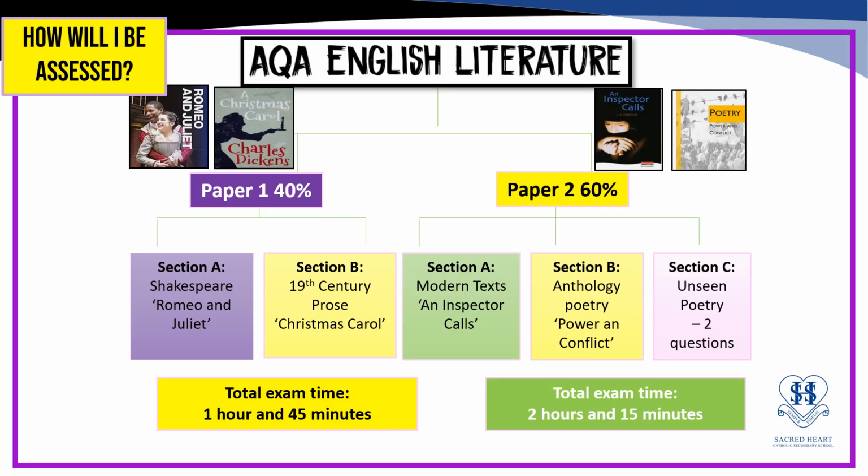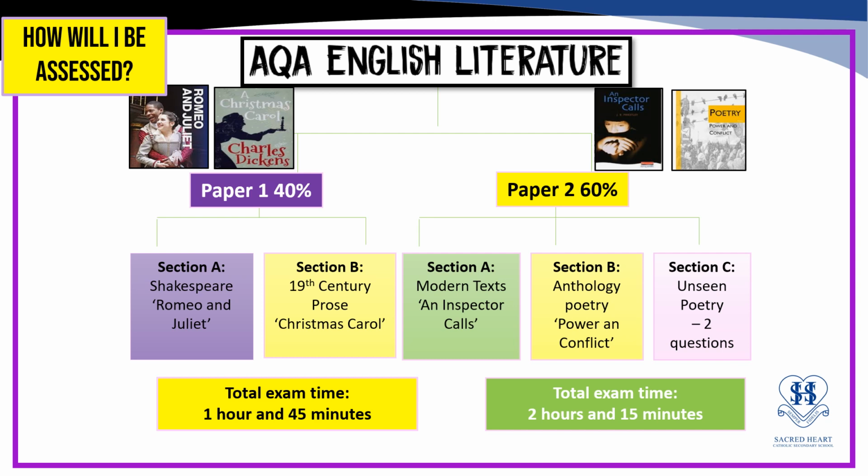GCSE English Literature is also a linear course. At the end of the course, you will be expected to sit 2 examinations, and everyone sits the same exam. Paper 1 is worth 40% of the marks, and for this exam you will study Shakespeare's Romeo and Juliet and Charles Dickens' A Christmas Carol. You will be given an extract from both of these texts and you will be asked to answer 1 question.